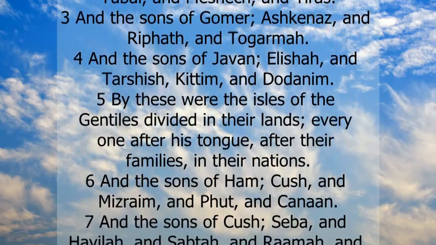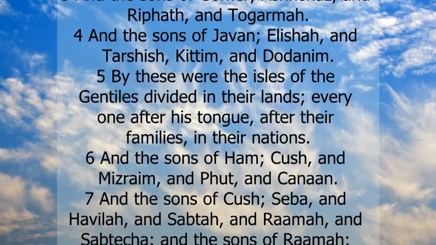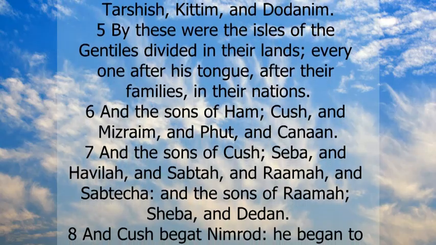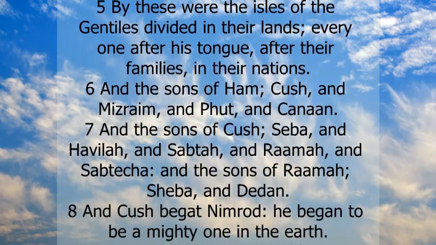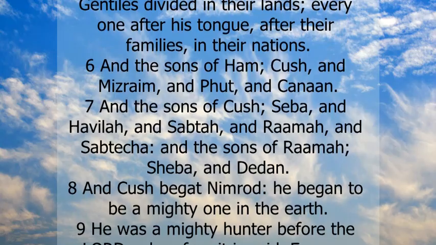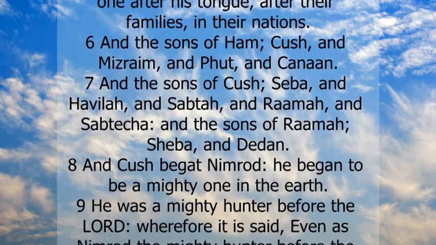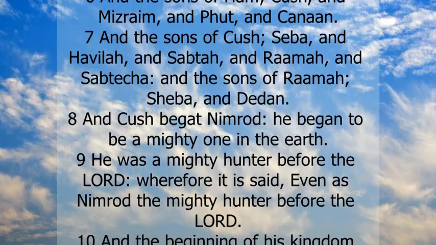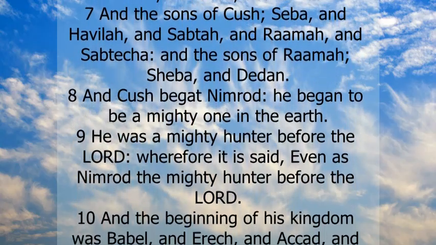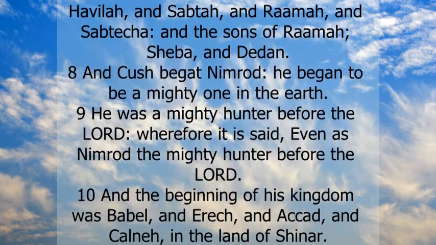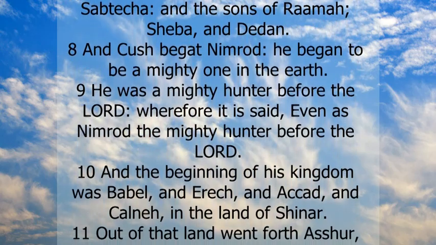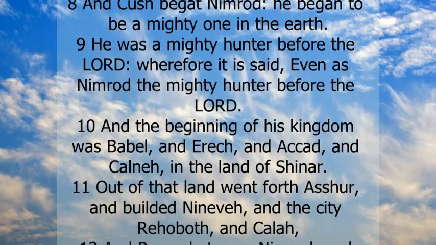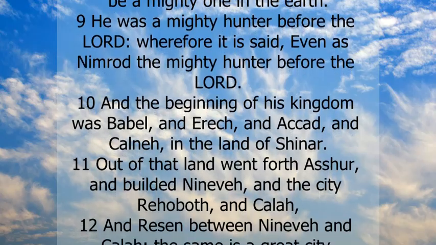in their nations. And the sons of Ham, Cush, and Mizraim, and Phut, and Canaan. And the sons of Cush, Seba, and Havilah, and Sabtah, and Raamah, and Sabtecha, and the sons of Raamah, Sheba, and Dedan. And Cush begat Nimrod, he began to be a mighty one in the earth. He was a mighty hunter before the Lord, wherefore it is said, even as Nimrod the mighty hunter before the Lord. And the beginning of his kingdom was Babel, and Erech, and Accad, and Calneh, in the land of Shinar.